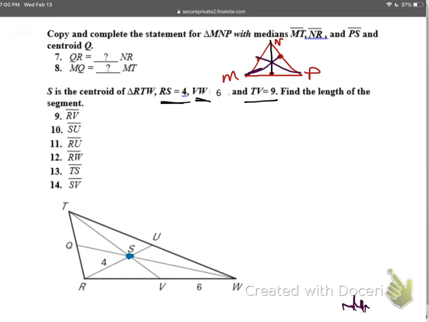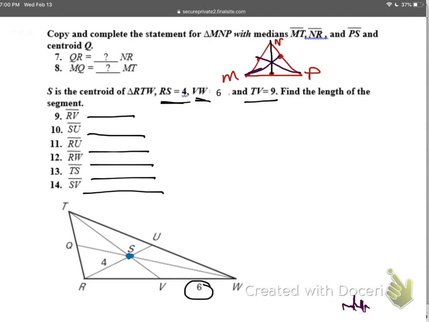And they want you to find each of these. So you've got to go back and figure out the relationships. That 2/3 is a factor. The fact that a median divides a segment in half is going to help you. So go back, look at the notes, think through this homework, and we'll go over things in class.